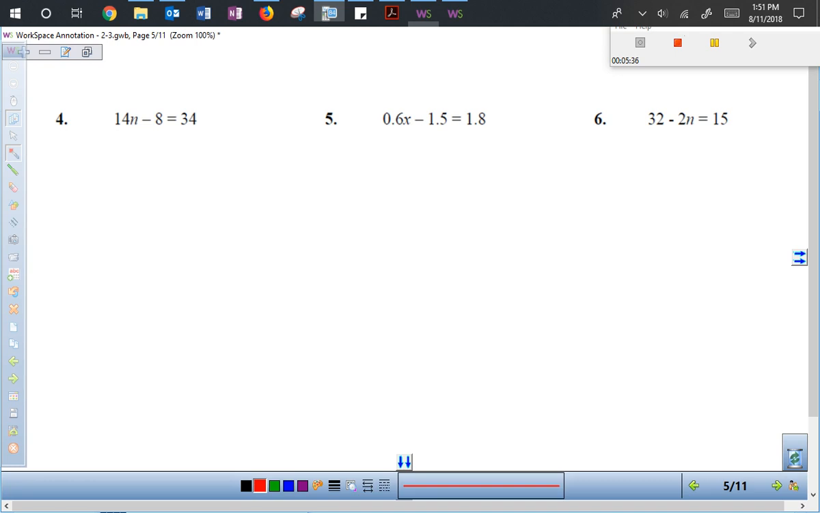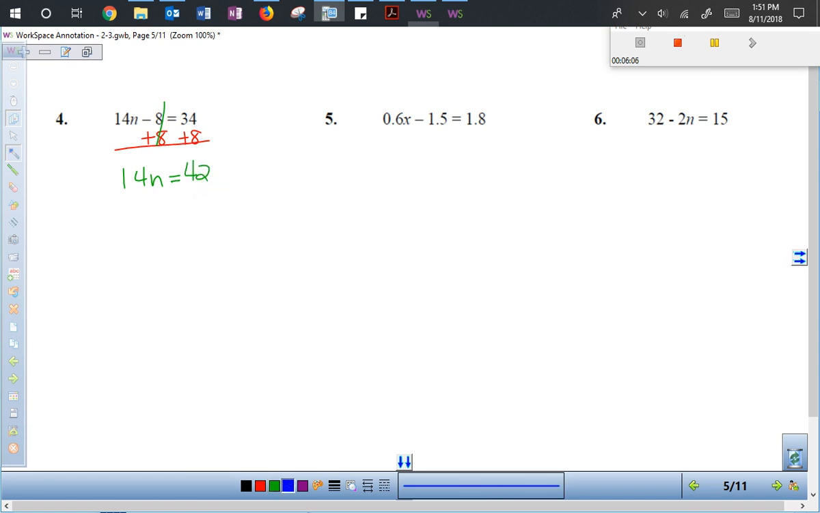Number 4, 14n minus 8 equals 34. Our goal is to get the variable by itself, so here's the variable. I want to get that all by itself, so I handle any addition or subtraction first. So I want to get rid of this minus 8, so we're going to add 8 to each side. On the left side, the 8s will cancel out, and I'm left with 14n. On the right side, 34 plus 8 gives me 42.